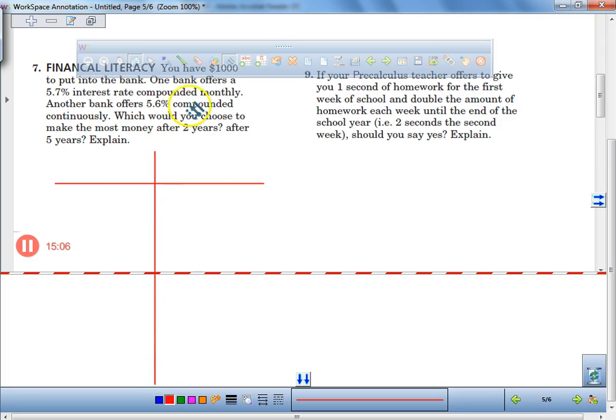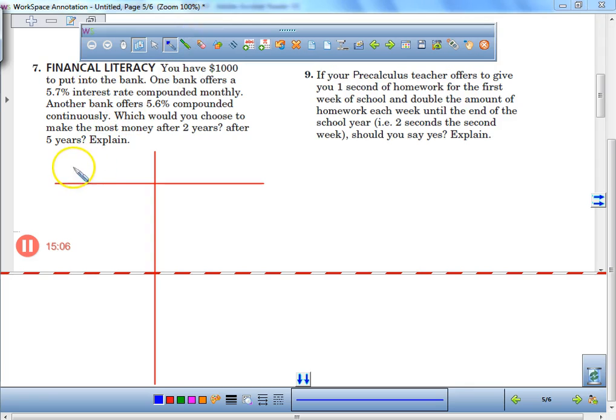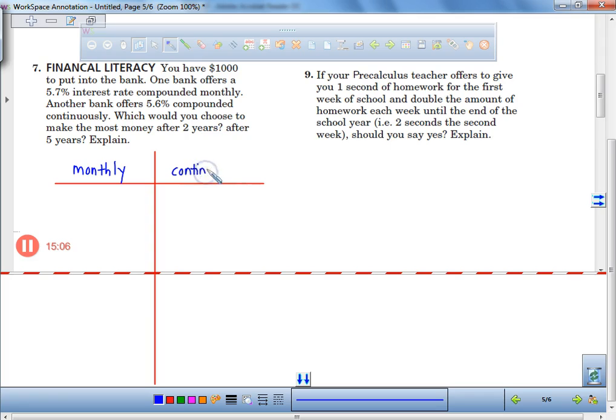We're going to compare monthly to continuously. So this formula is A equals P e to the power of RT. And then this one was A equals P parentheses 1 plus R over N to the power of NT. Write those down. Be nice and easy.